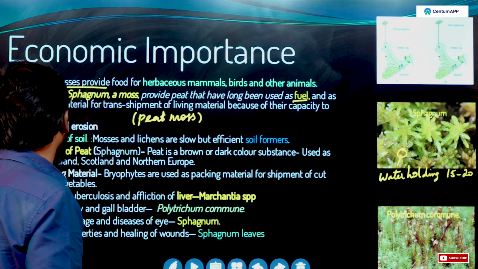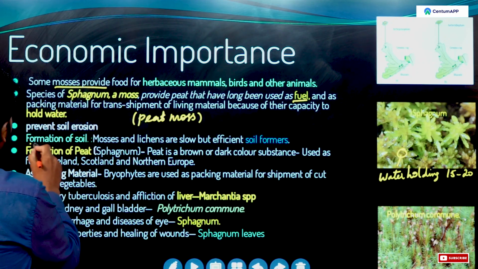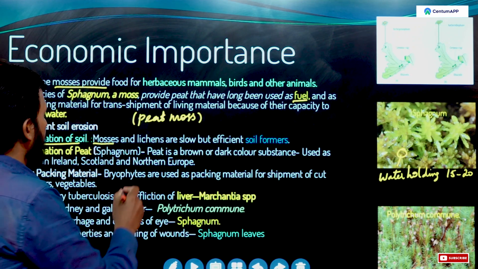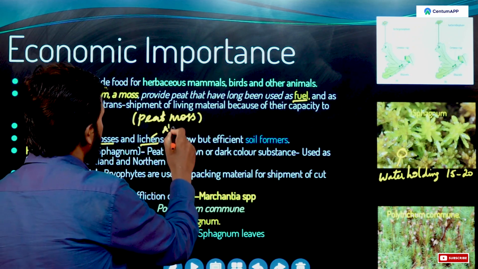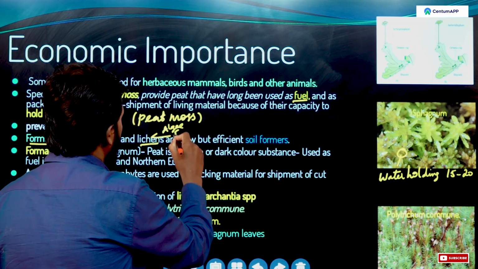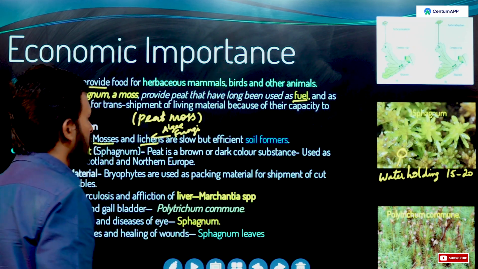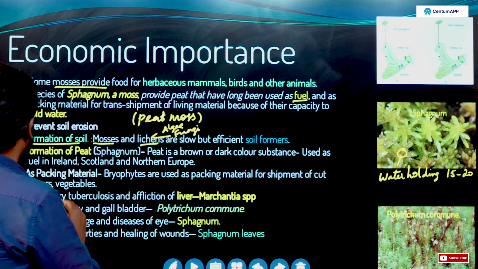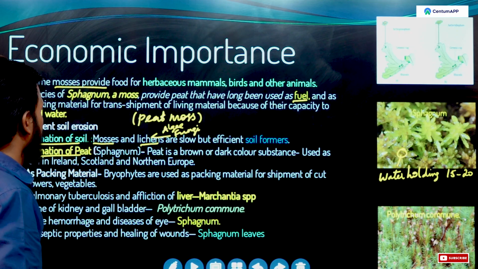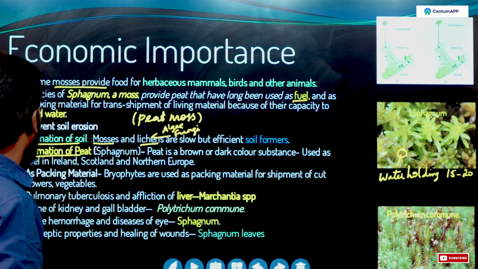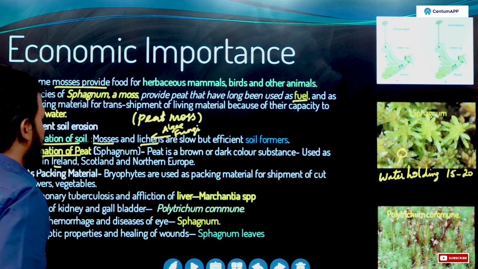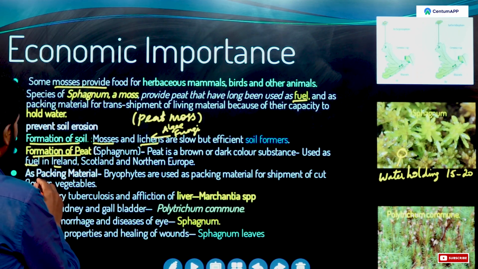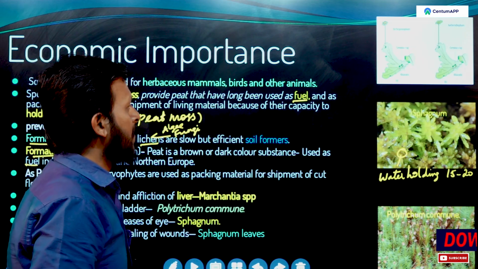Next one, formation of soil. We know that mosses, one of the Bryophytes, and lichens, that is algae as well as fungi associations, form soil. Next one, formation of peat. We can use it as fuel in Ireland and Scotland, European countries. We can use peat moss as packing material as well. We can use the Sphagnum.